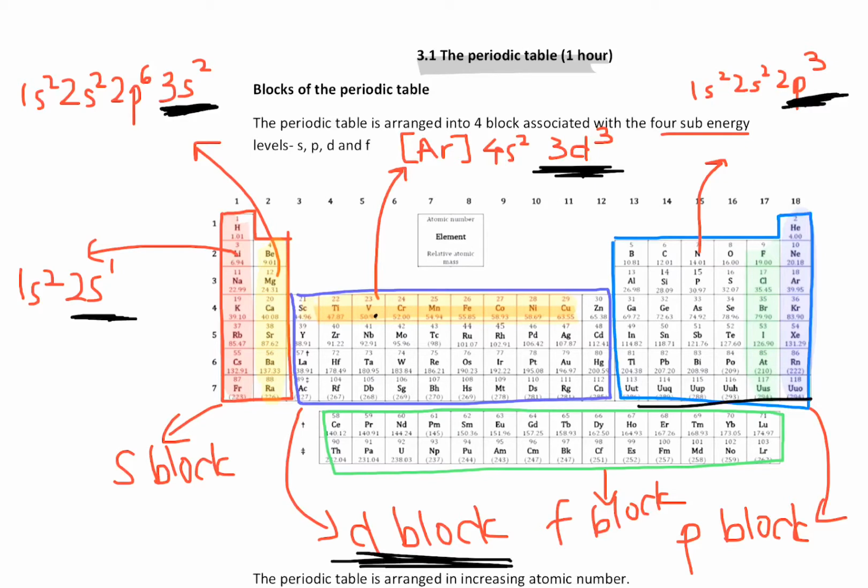And the F block, you have the lanthanides and the actinides. These elements here are the lanthanides or lanthanoids, and here you have the actinides or actinoids. So the actinoids are from here, and the lanthanoids are from here.